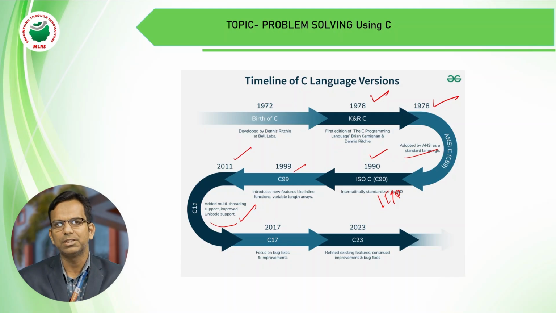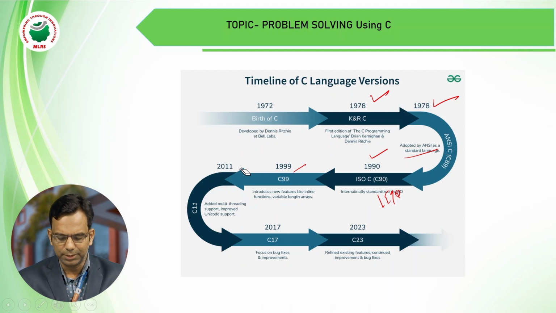Initially, C was invented in the year 1972, that is okay. After that, rapidly some changes occurred in the programming code, and the C program code was given a boost for other developments, like what happened in the year 2011. In 2011, multi-thread support and improved Unicode support were added. Unicode is a type of code which helps us develop different types of multi-thread applications, and that was implemented in the year 2011.